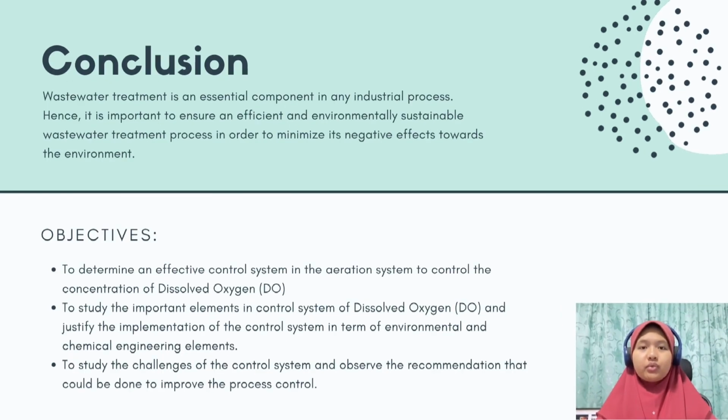In this paper, we have managed to achieve all three objectives of the project, which are to determine an effective control system in the aeration system in order to determine the concentration of dissolved oxygen, to study the important elements in the control system of dissolved oxygen, and to justify the implementation of the control system in terms of environmental and chemical engineering elements, as well as to determine the challenges of the control systems and to suggest recommendations in order to improve the process control.